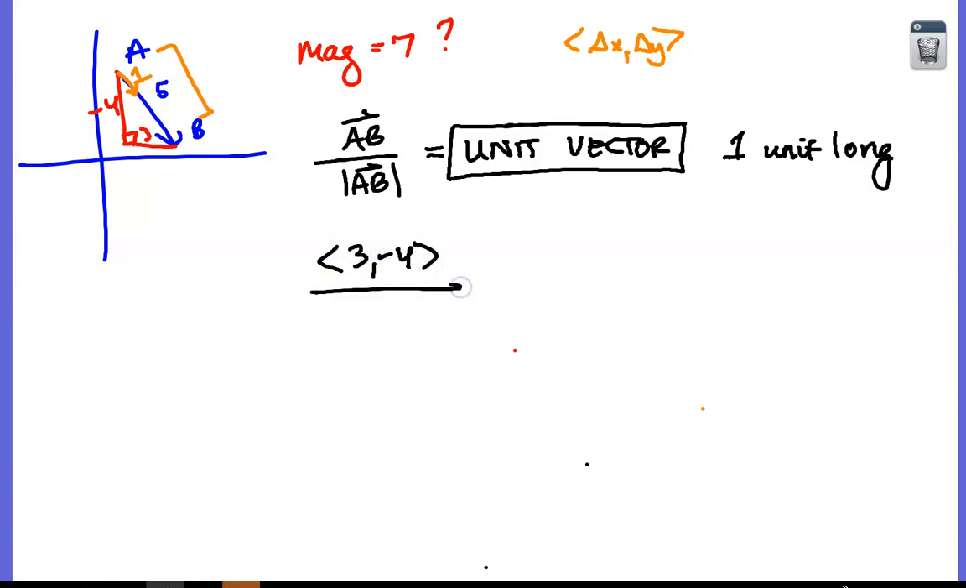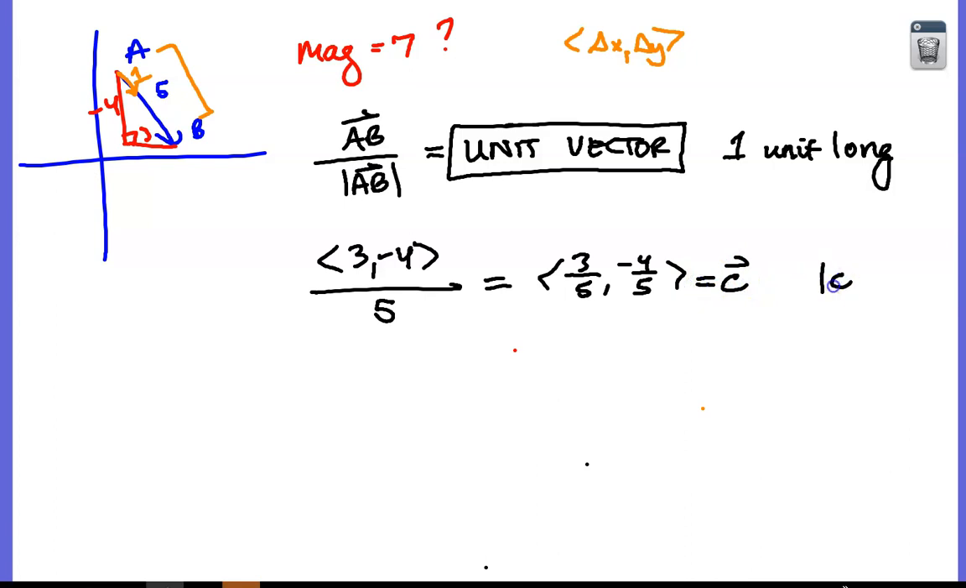If I divide it by its magnitude, which was 5, careful, don't freak out about this. This just means you have to divide each component by 5. So that would be 3/5, comma, negative 4/5. This new vector, I'm going to call it vector C.